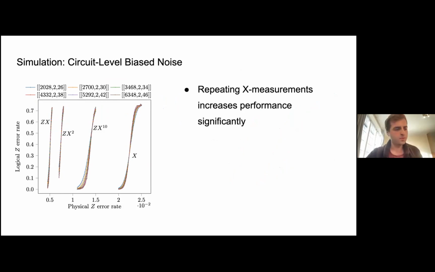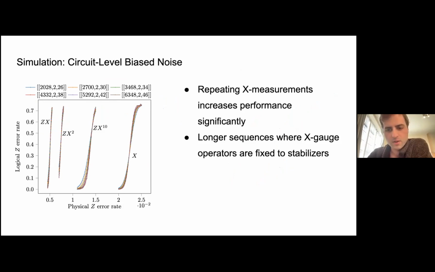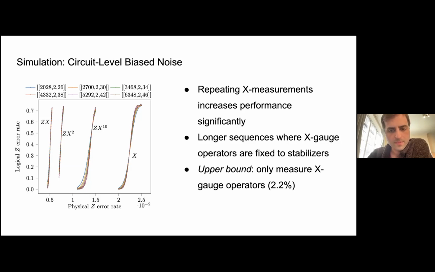For biased noise, there's a much more dramatic improvement. Repeating the X measurements significantly boosts the threshold, so you now have longer sequences where the X gauge operators are fixed as stabilizers. As an upper bound, if you measure only the X gauge operators, then you get a circuit level threshold of 2.2% for biased noise. So that's 4 times higher than the surface code.